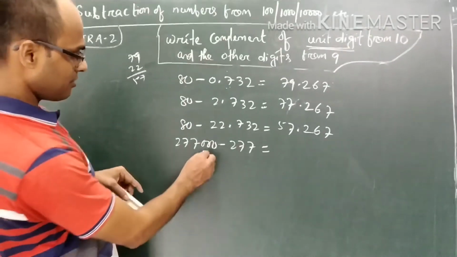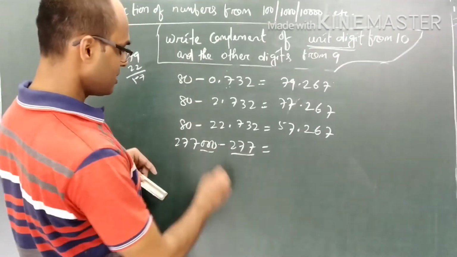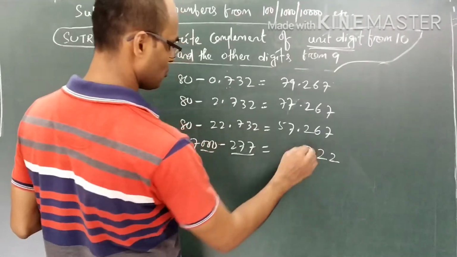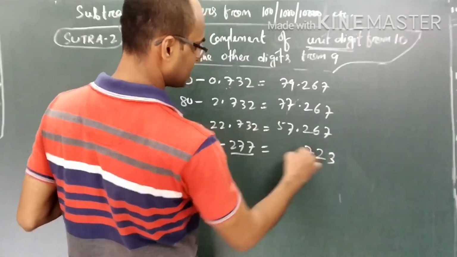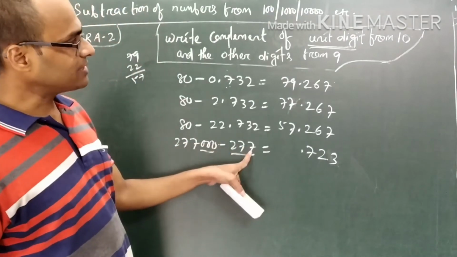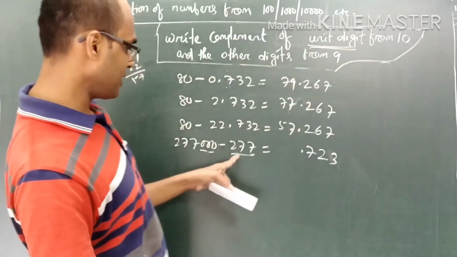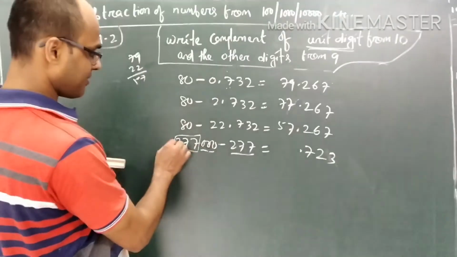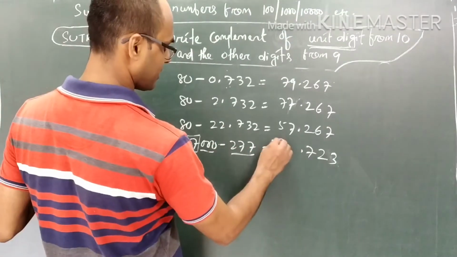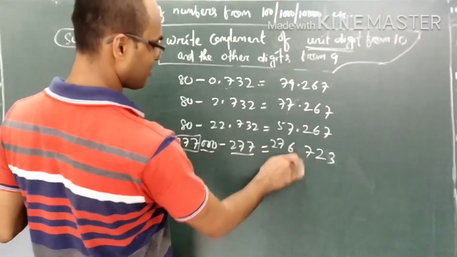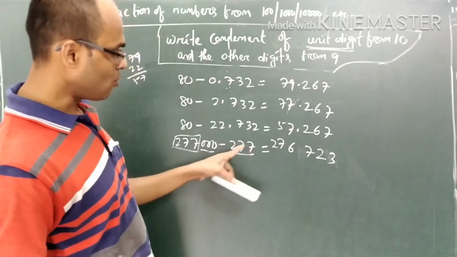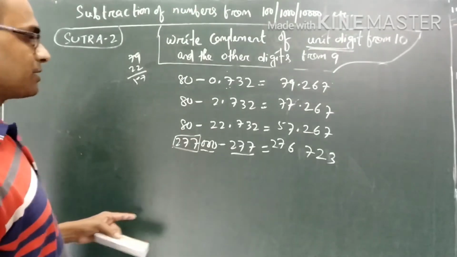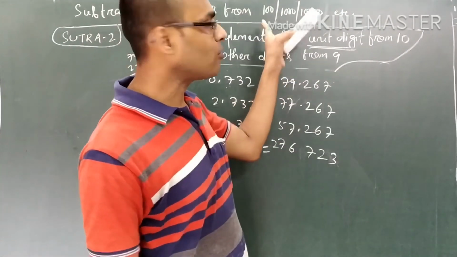Again here you have 3 zeros and 3 numbers. So 9 minus 2 is 7, 9 minus 7 is 2, and 10 minus 7 is 3. The unit digit will be subtracted from 10, the remaining digits will be subtracted from 9. Now here is 277, you have taken 1, so 276. No decimal will come because this is a whole number. The answer will be 276723.